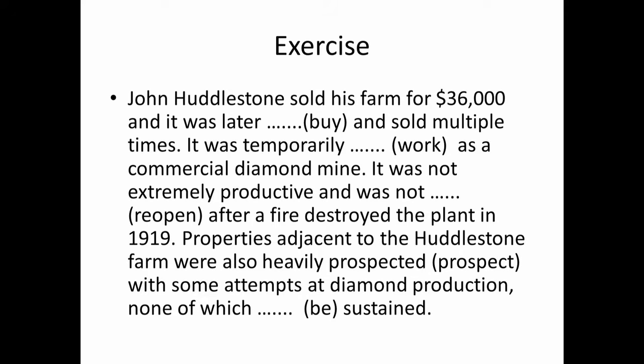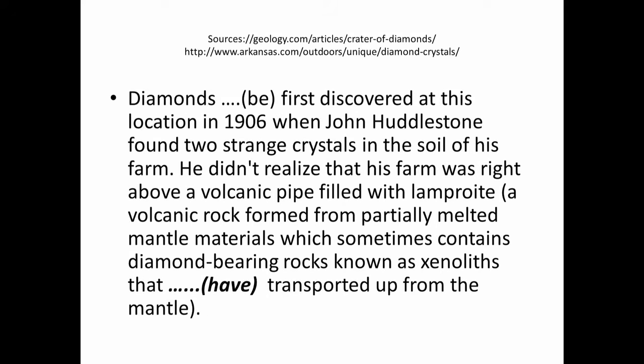It was temporarily dash as a commercial diamond mine. It was not extremely productive and was not dash after a fire destroyed the plant in 1919. Properties adjacent to the Huddleston farm were also heavily, I have done it for you. So, you have to just ignore it, prospected with some attempts at diamond production, none of which dash sustained. So, please look at the exercise and then we will come back in a moment and solve them.